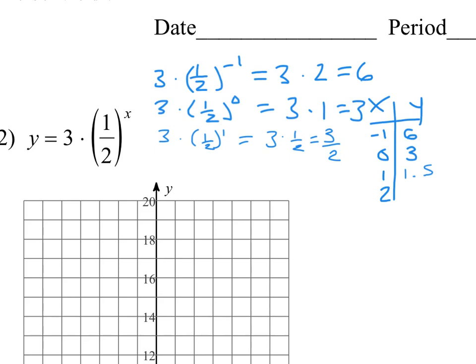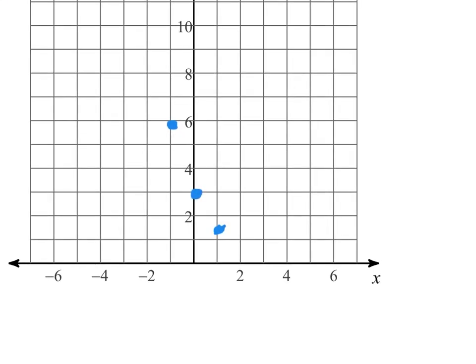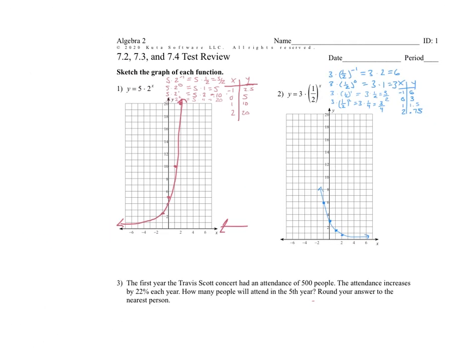And then next, we're going to plug in 2. So we have 3 times 1/2 squared, which is 3 times 1/4, which is 3/4, which again, we can change to a decimal and make it 0.75. So on our graph, we're going to go to the right 2 and up 0.75, which is about there. Now it's important here when drawing our line that we don't cross the x-axis. We just get really close to it. Okay, so that's our graph number 2.